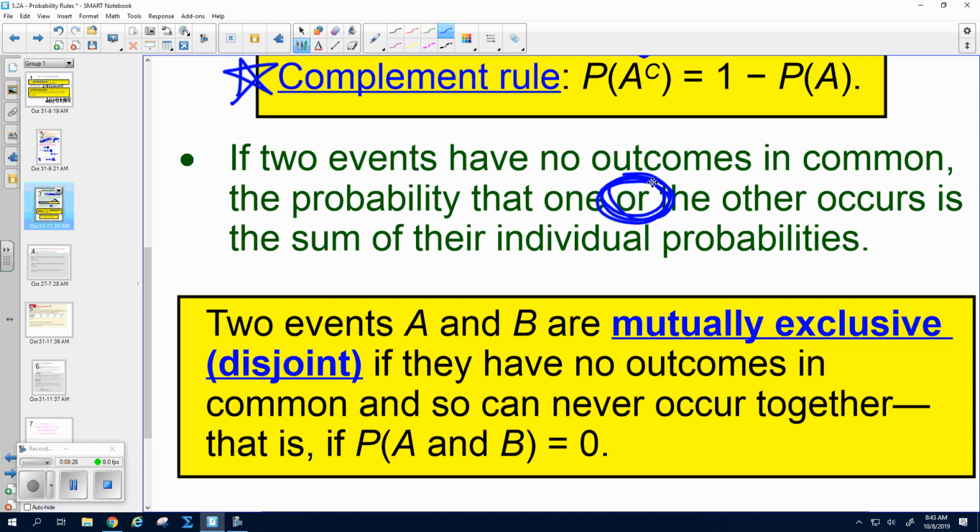And this is also really important that you write down. So two events, A and B, are mutually exclusive, also known as disjoint, if they have no outcomes in common. So they can never occur together. And another way we define mutually exclusive is the probability of A and B equals 0, meaning they're not happening together or at the same time. So there is no overlap. And we'll talk about some examples here in a minute.